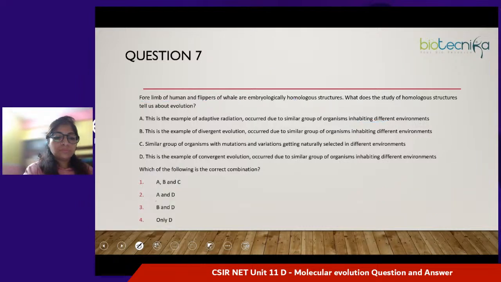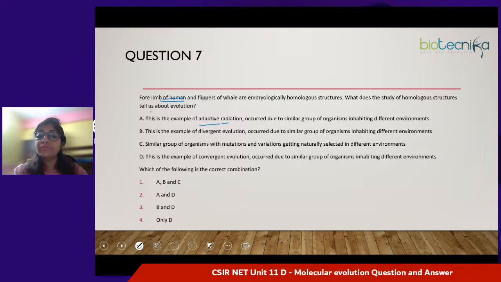Okay, so whale went back to water, whereas humans, they lived on the land. Okay, so in a different environment, they both evolved, and that is why they have similar structure but use it for different functions. So it's an example of adaptive radiation. Statement A is correct.